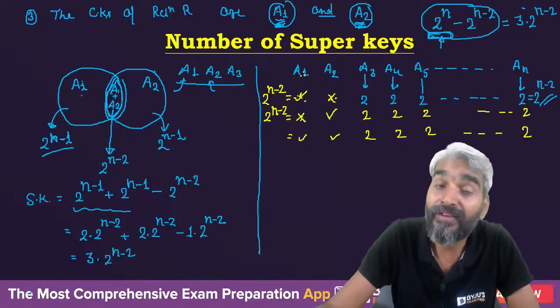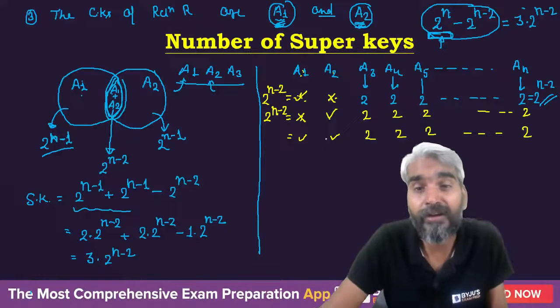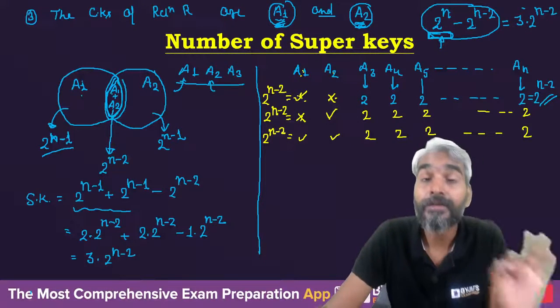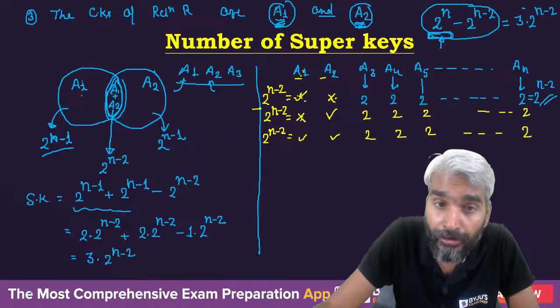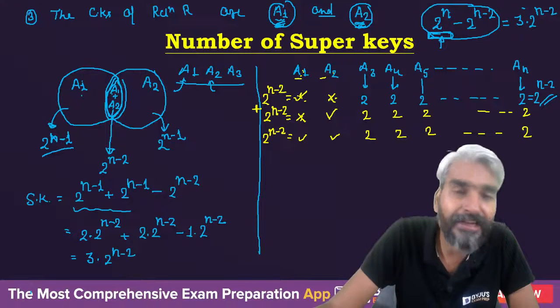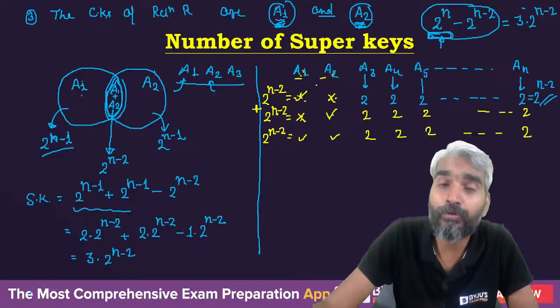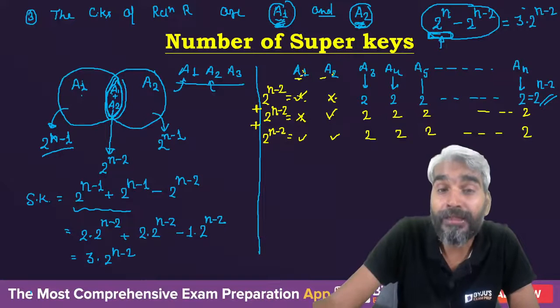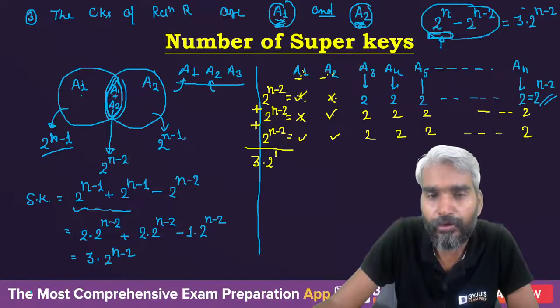Now, in how many ways can you choose A1 as well as A2? You can choose A1 as well as A2 only in one way, and for the remaining n minus 2 elements, you will have 2 raised power n minus 2 choices. So a super key will be formed when A1 is present and A2 is not present, or, and whenever you say or, you perform the addition, a super key will be formed when A1 is not present and A2 is present. Or a super key will be formed when both A1 and A2 are present. So just add these 3, and you will eventually get 3 into 2 raised power n minus 2.